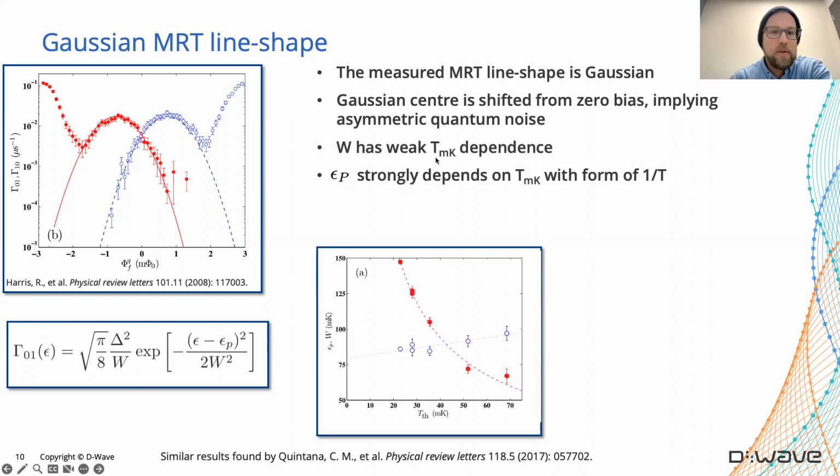What was also studied was the temperature dependence of this width and this offset. What's being plotted in red here is the offset, and you can see that as the temperature of the fridge was increased, this offset seems to go to 0. This is because we're starting to use that fluctuation dissipation theorem, and it's just starting to bring this offset back to 0, while the width has a very weak dependence on temperature.